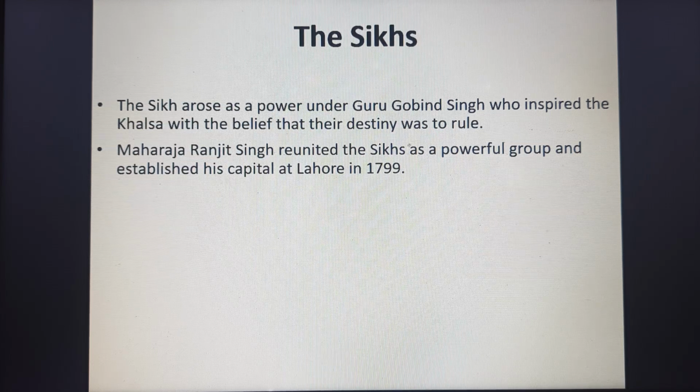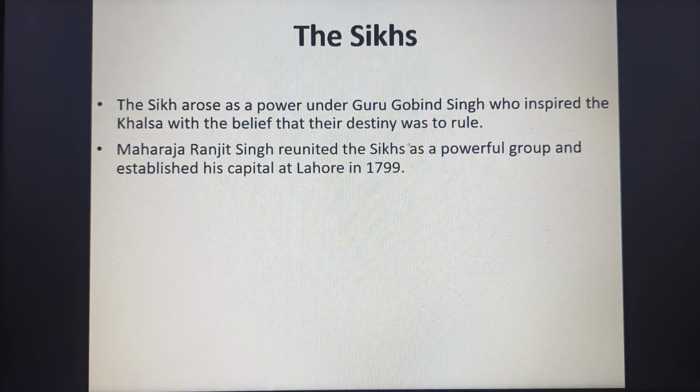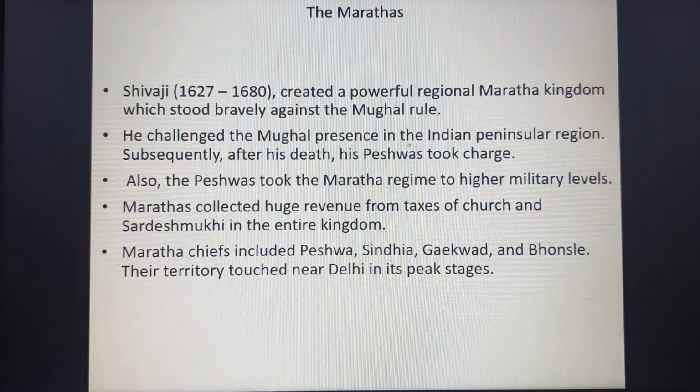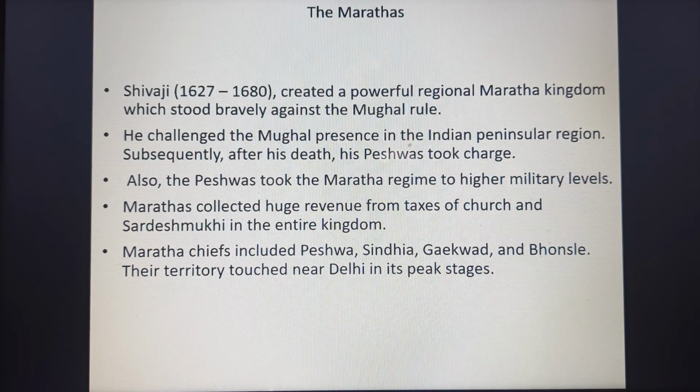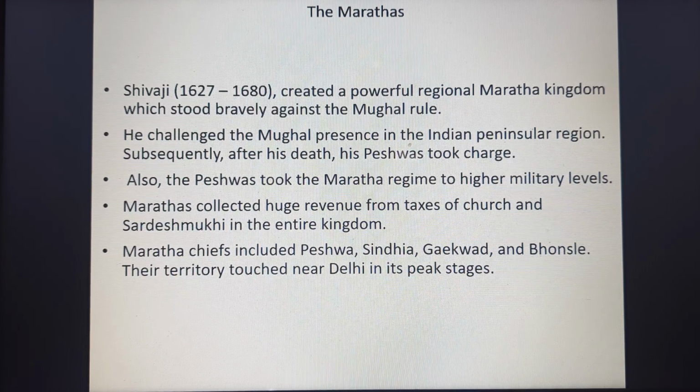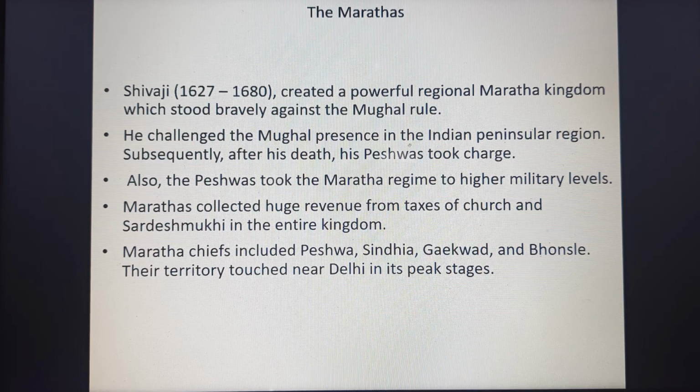war and help him. Maharaja Ranjit Singh reunited the Sikhs as a powerful group and established his capital at Lahore in 1799, which is in Pakistan now, but was a part of India earlier. The Marathas: Shivaji from 1627 to 1680 created a powerful regional Maratha kingdom which stood bravely against the Mughal rule. They were doing guerrilla warfare and hitting the Mughal Empire. He challenged the Mughal presence in the Indian peninsular region. Subsequently, after his death, his Peshwas took charge, and they took the Maratha regime to higher military levels.